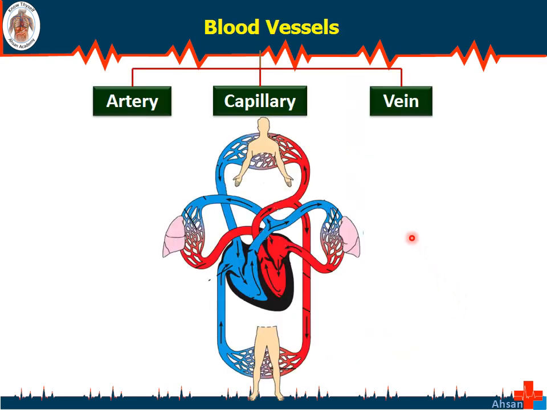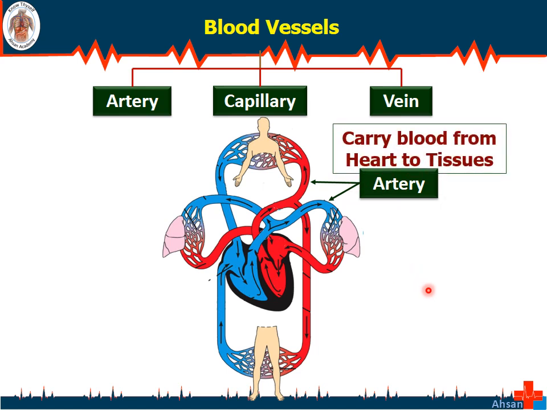You see, these blood vessels are of three types: artery, then it divides into capillaries, and then capillaries unite together to form the veins. So these are the arteries. We can define artery as the vessels which carry blood from the heart to the tissue. So it may carry oxygenated blood or deoxygenated blood.